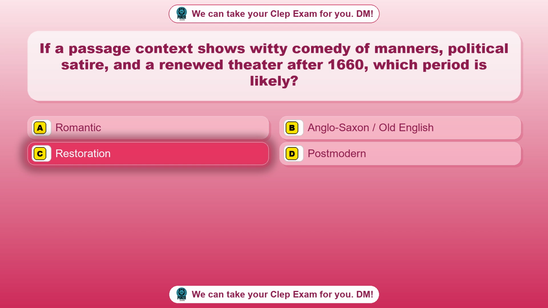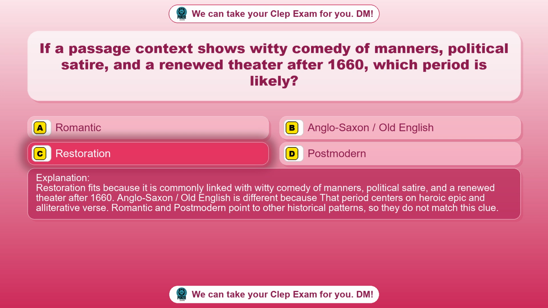Restoration. Restoration fits because it is commonly linked with witty comedy of manners, political satire, and a renewed theatre after 1660. Anglo-Saxon/Old English is different because that period centers on heroic epic and alliterative verse. Romantic and postmodern point to other historical patterns, so they do not match this clue.